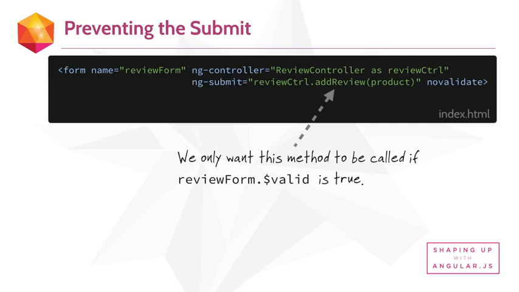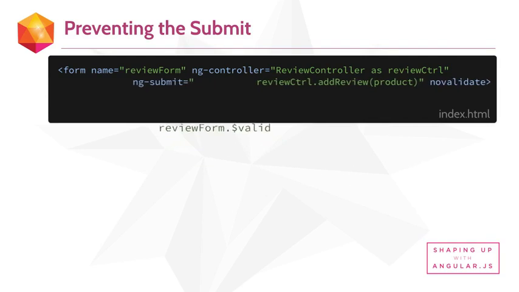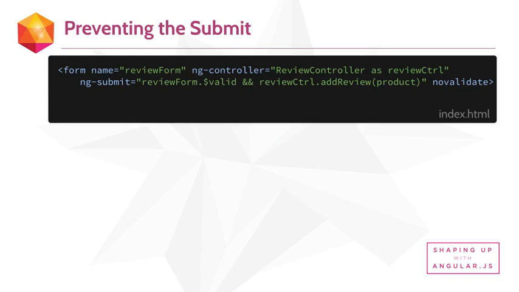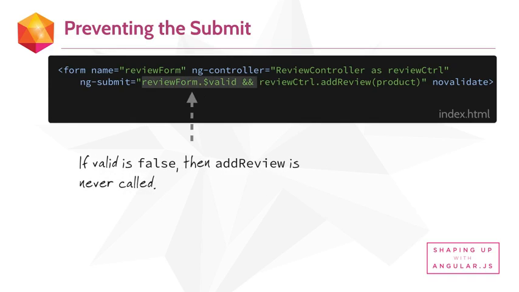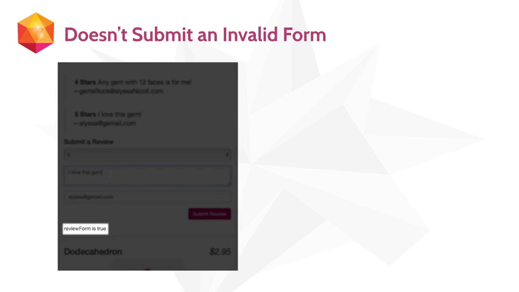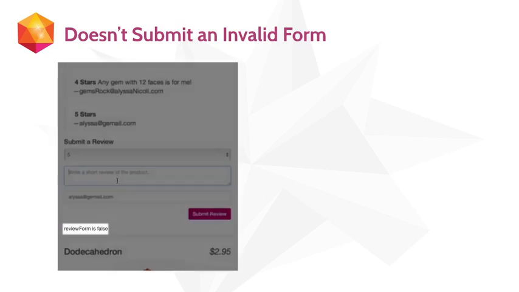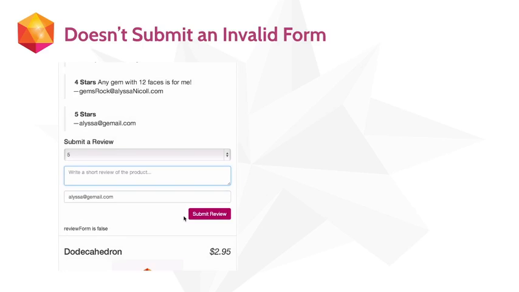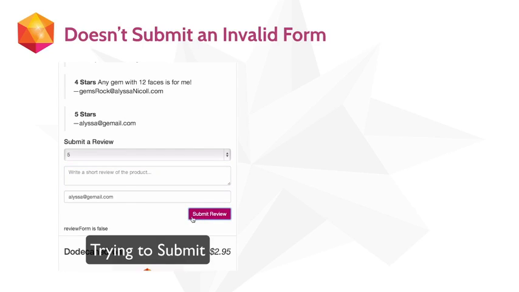So using our knowledge of the review form valid property, we can put that inside ng-submit. So when this form is submitted, if valid is false, then add review will never get called. Only if valid is true will the second part of the expression be evaluated and add review get called. Now, if we have an invalid form and we attempt to submit it, nothing happens.